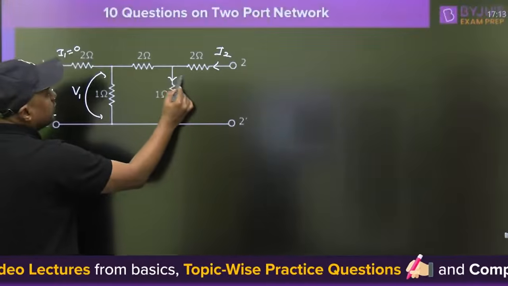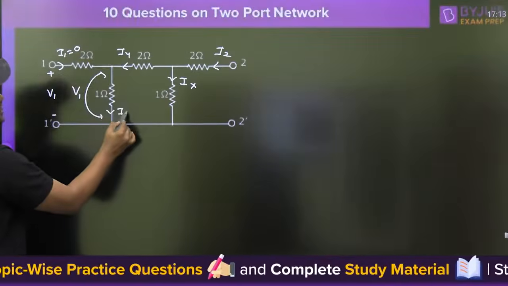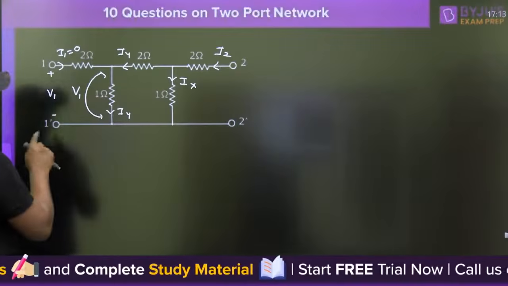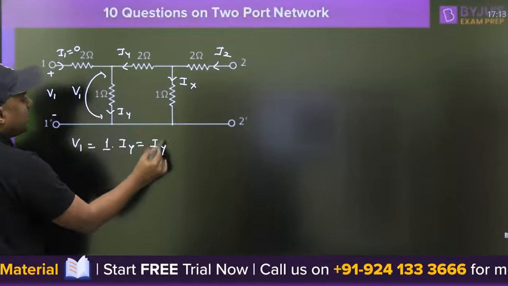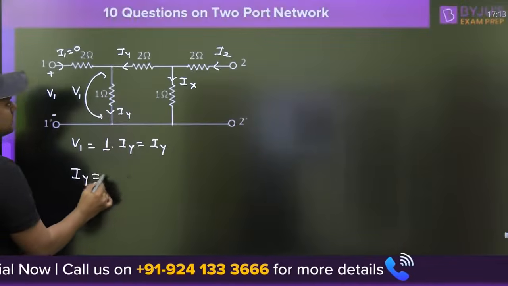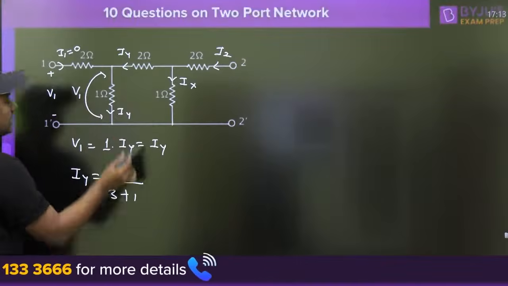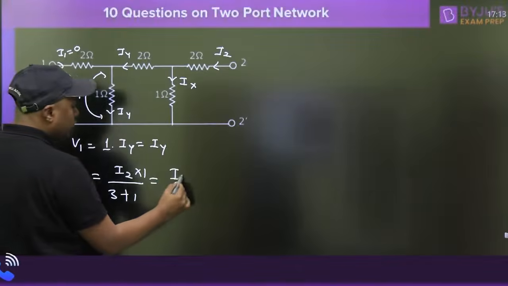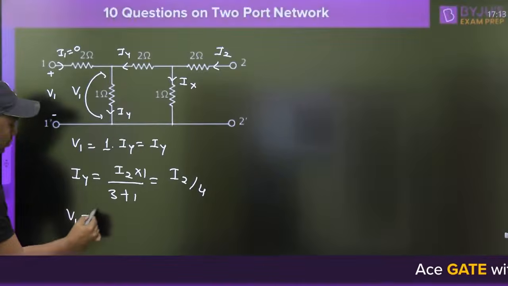Now I2 will divide into two parts, IX and IY. And IY will flow through this resistor because I1 is 0. So you have to find the IY, then you can find the V1. V1 is equal to 1 into IY. You have to find the IY in terms of I2, a simple current division rule. Using the current division rule, I2 upon 2 plus 1 plus 1, that is 4. The current in this branch multiplied with 1 will become I2 by 4. And this is nothing but V1. So V1 is equal to I2 by 4.